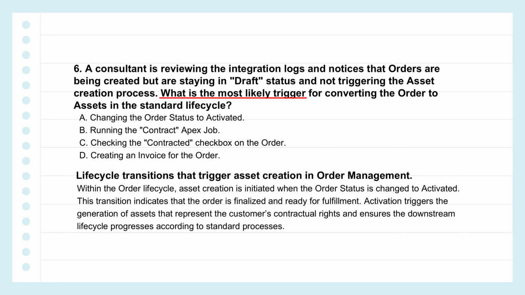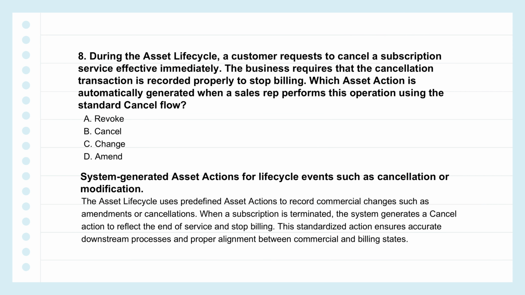Perfectly synchronized. Got it. Now for the opposite. Termination. A customer cancels a subscription, effective immediately. We need a formal, non-negotiable record that signals the stop of all future billing. What does the cancellation flow generate to do that? So the standard cancellation procedure will automatically generate a cancel asset action. This is a formal, irreversible action that gets recorded against that asset.